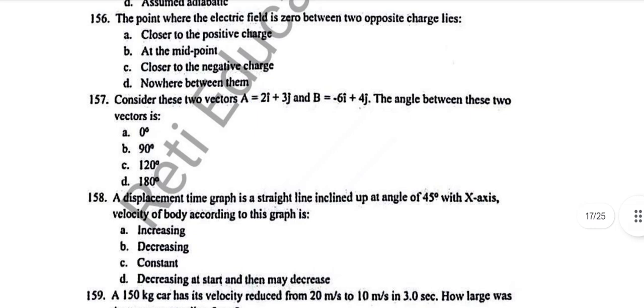Question number 157. Consider these two vectors. A is equal to 2i plus 3j and B is equal to 6i plus 4j. The angle between these two vectors is B, 90 degrees. A is equal to 2 into 3, B is equal to minus 6 into 4. Dot product: minus 12 plus 12 is equal to 0. So the angle is equal to 90 degrees.